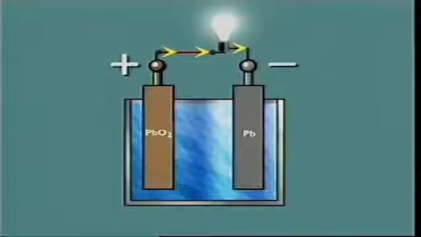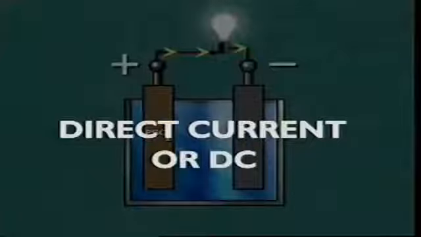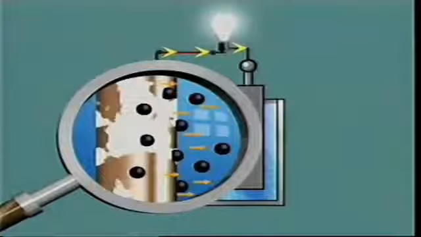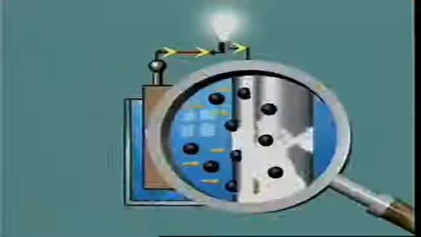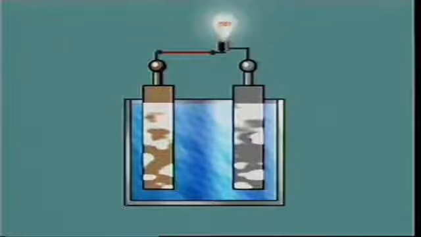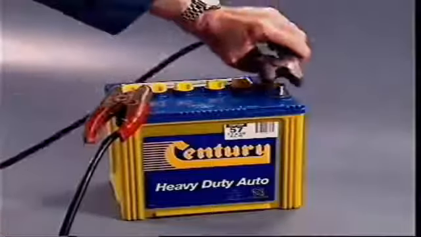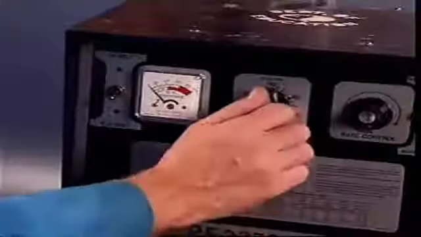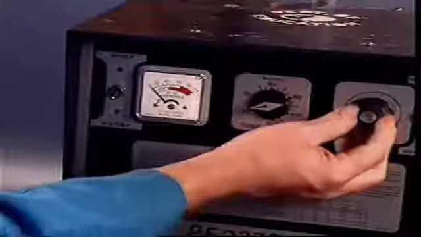It flows in one direction only, so it is called direct current or DC. As electrons move from one set of plates to the other, the same compounds form on the plates. If this happens for too long, there will be no difference between the plates, and current stops, leaving a discharged battery. Of course, a battery can be recharged, so that the difference between its sets of plates is restored.